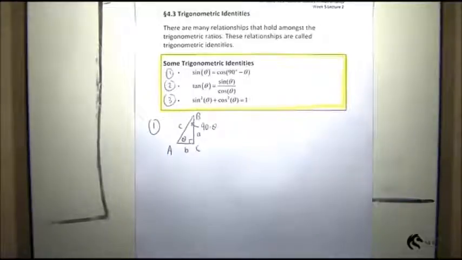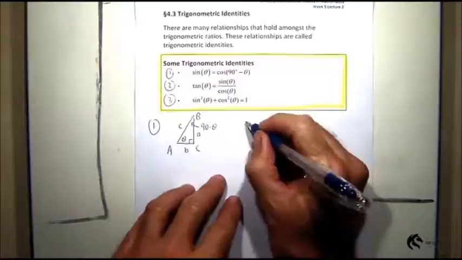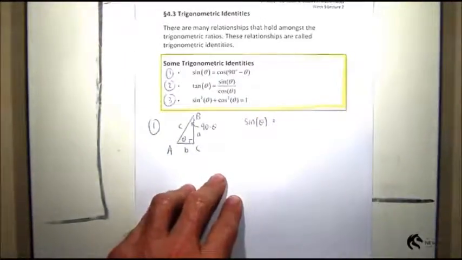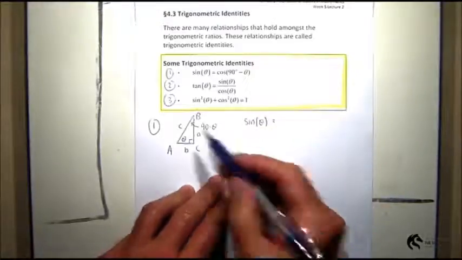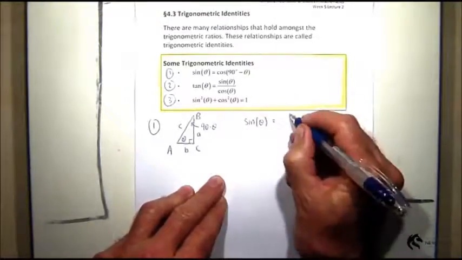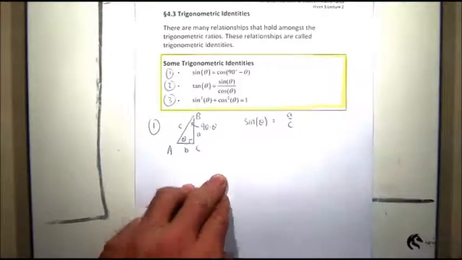And on the left-hand side of this identity it says sine theta. So in my picture here you can see that sine theta will be the ratio of the opposite side to the hypotenuse. And the opposite will be A, the hypotenuse is C, so sine theta would take the value A on C in that triangle.